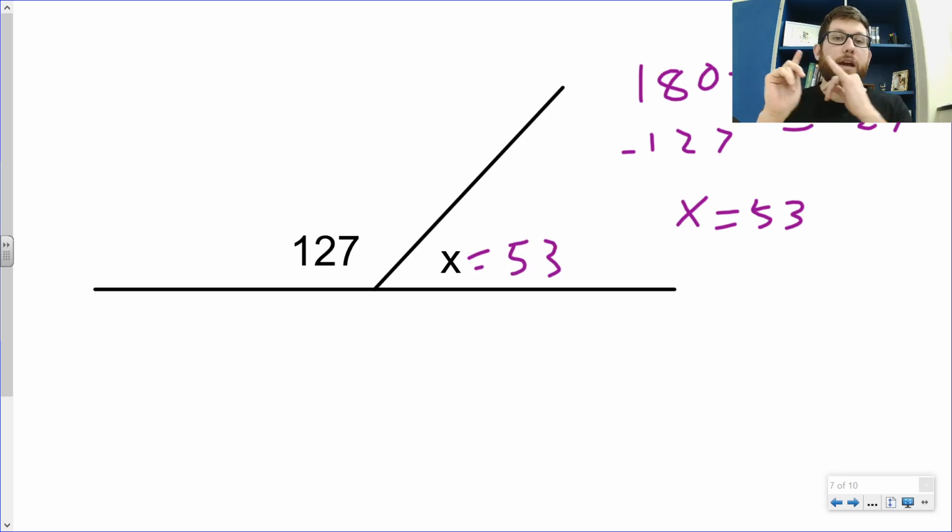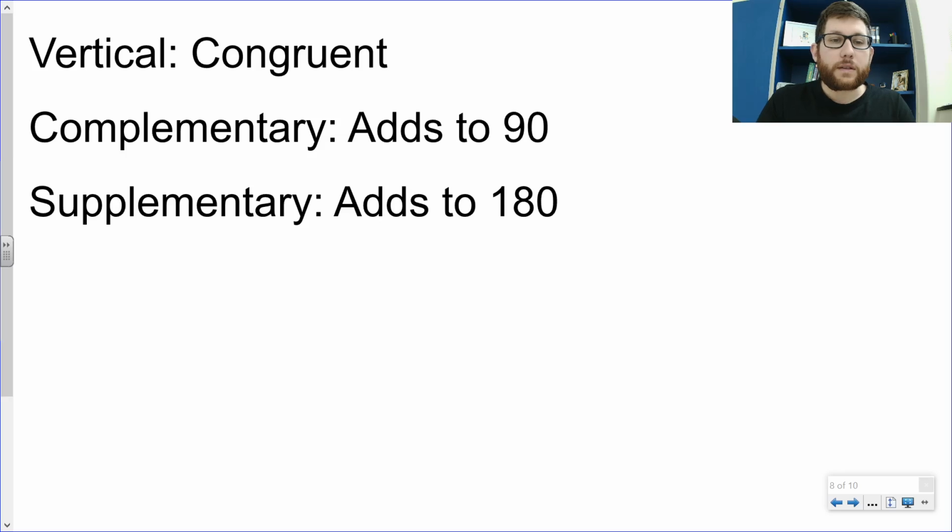What you need to do is identify, is it a vertical, complementary, or supplementary pair, and then solve for the missing angle. You can always use Desmos to help you solve those angles as well. So, just to review, vertical angles are congruent, complementary angles add to 90, supplementary angles add to 180.